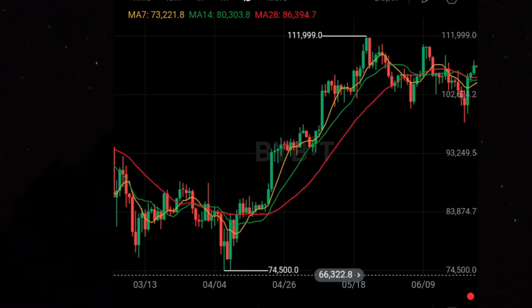Once you have seen the sign, just wait it out. Maybe you have gotten like 3 or 4%, you can sell. 3 or 4% profit, or 5% profit, you can sell, especially if you're a day trader.